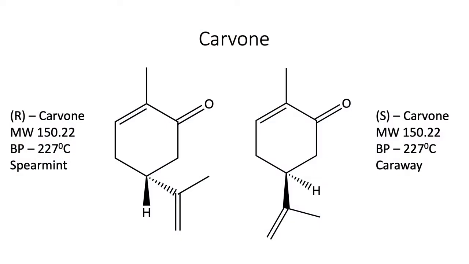So if we go back to our molecule, carvone, we can look at the two types of carvone, and these are the two isomers. So they have the same molecular weight, same boiling point, but different physical properties in how they smell and how they taste.